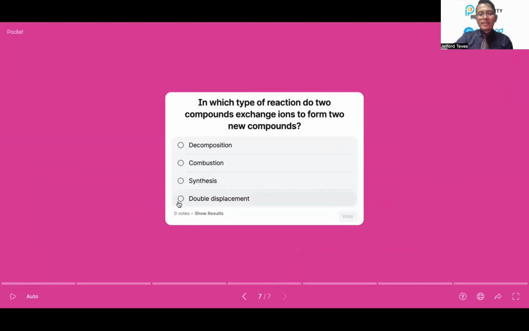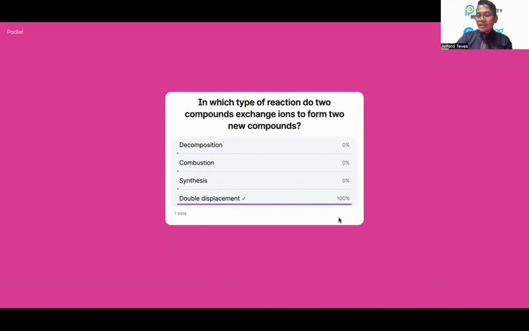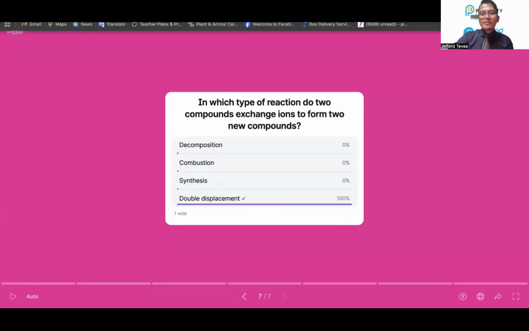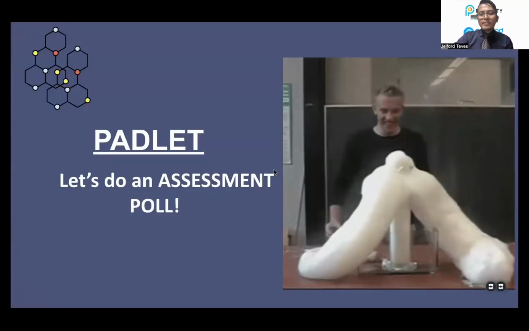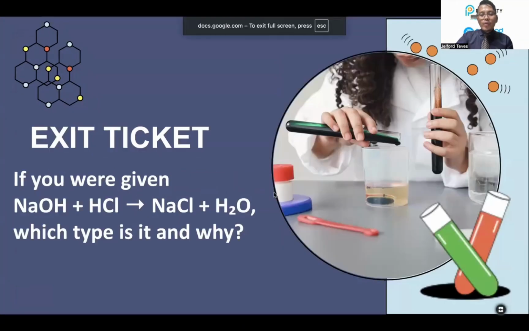Awesome. All right. That is very correct. That is a double displacement reaction, when they exchange ions, forming two new compounds as well. Awesome. Very good. And we have our exit ticket. Very good. Yes, this is a double displacement reaction because they just exchange ions, and there are two compounds at the beginning of the reaction and two compounds after the reaction.